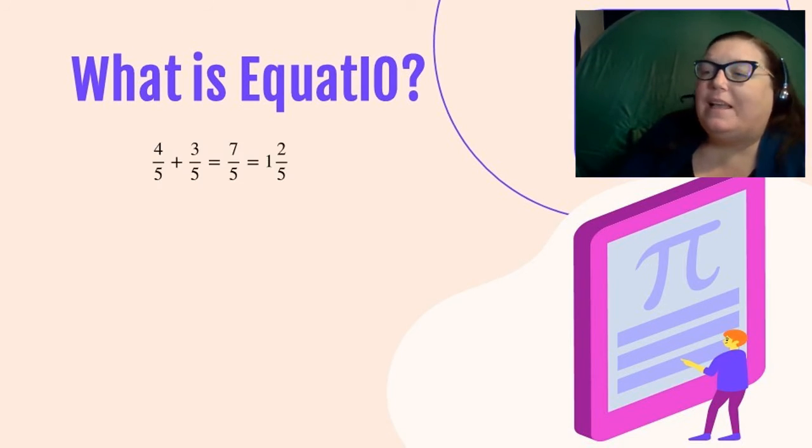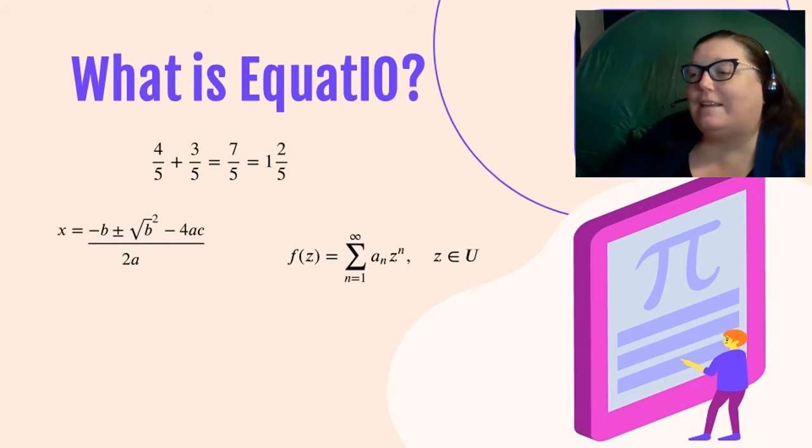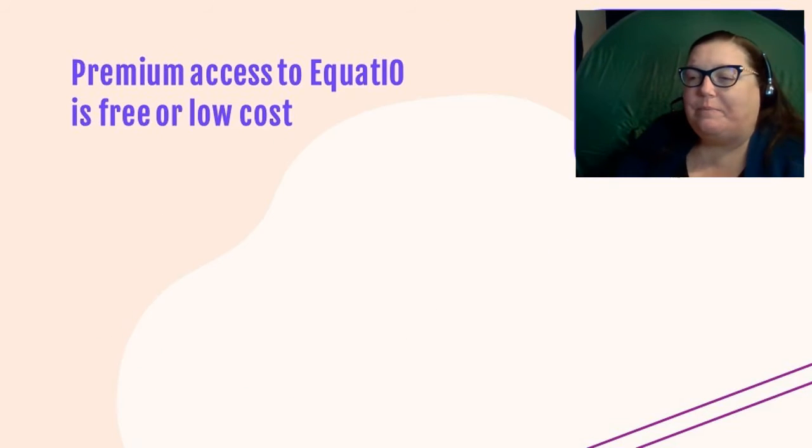So at the very basic level, EquatIO is a product that helps create digital equations and formulas. It can help write simple formulas, complex formulas, and really, really complex formulas. True fact, I don't even know what that one means. Additionally, EquatIO can help you find math on a web page, read math equations, and visualize math.